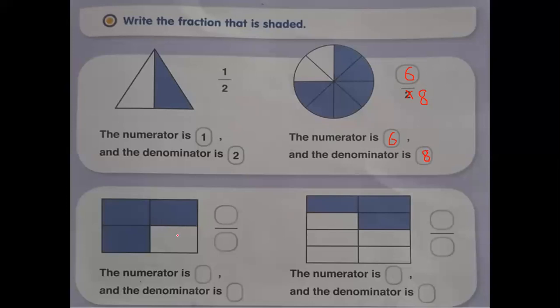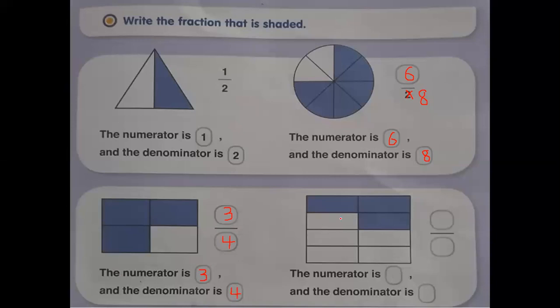Okay, number 3. How many shaded parts do we have? 1, 2, 3. So here we have 3 over how many parts in all? 1, 2, 3, 4. Excellent. So 4. 3 over 4. The numerator is 3, the shaded parts, and the denominator is 4. Excellent. The parts in all.